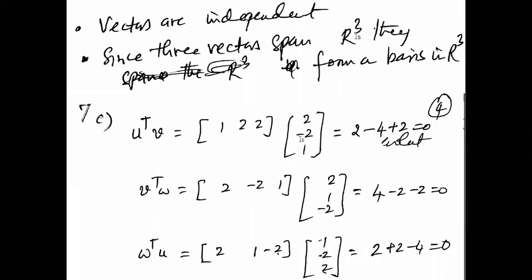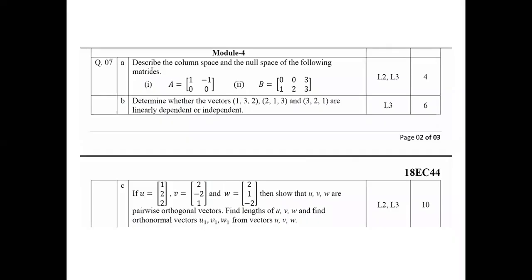So this was question number 7, A, B, and C. And in part C we have found whether they are pairwise orthogonal or not, and also whether they are orthonormal or not. So in the final exam also I'm expecting questions like this. Definitely questions on column space, null space, and so on. So you could practice more on those problems.